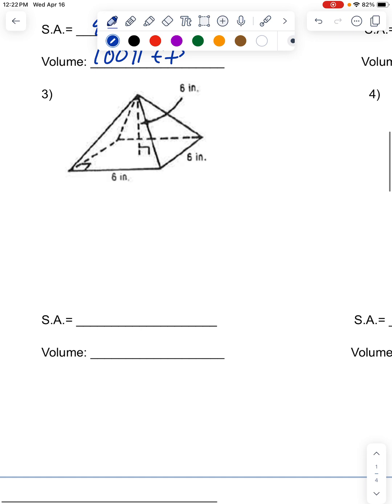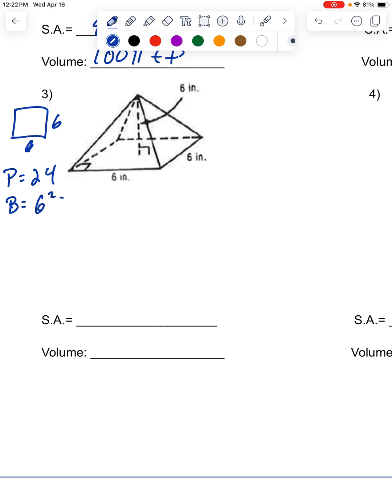Okay, let's look at number 3. Number 3 is a pyramid with a square base. All right, so I know that, well, this is a square base, so I have 6 and 6. The perimeter is going to be 6 times 4, which is 24. The area of the base is 6 squared, which is 36.